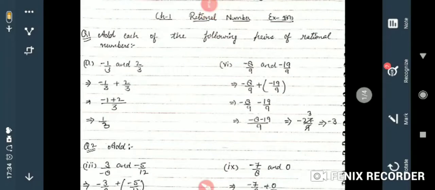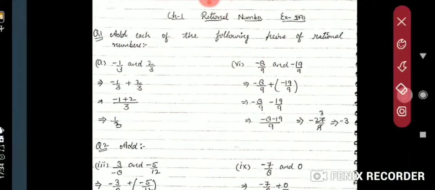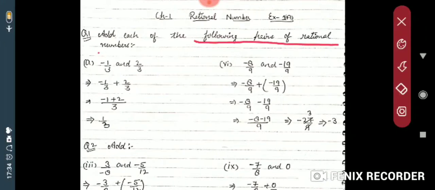First question, add each of the following pairs of rational numbers. So in this first question, some rational numbers are given. Now you have to add the rational numbers. So the first question is minus 1 by 3 and 2 by 3. So you have to add both the rational numbers. So minus 1 by 3, in the middle, which sign will be there? Plus sign. Why? Because you have to add.